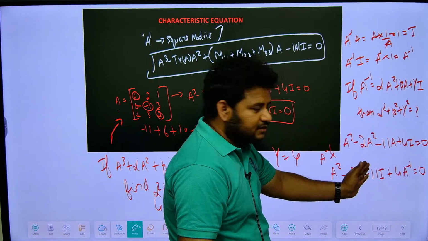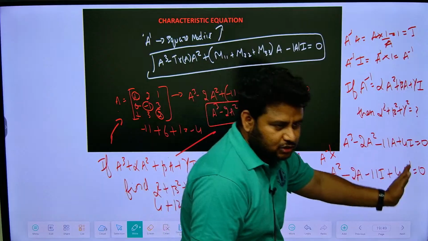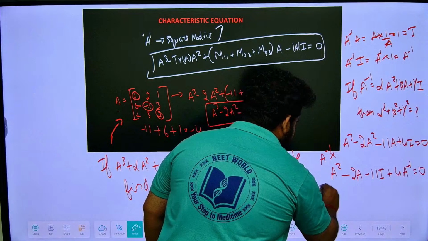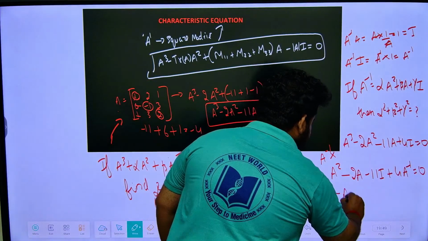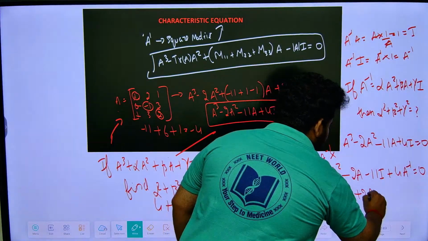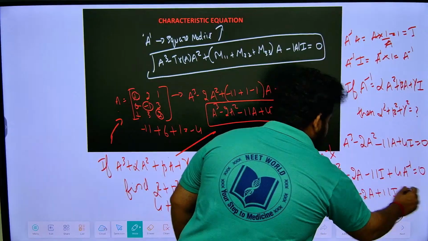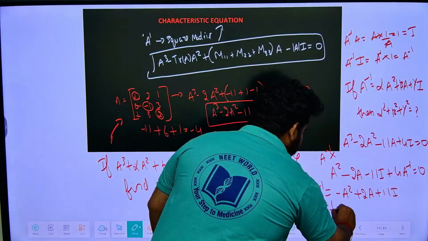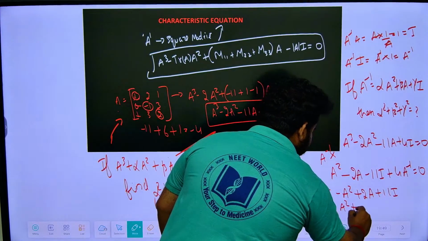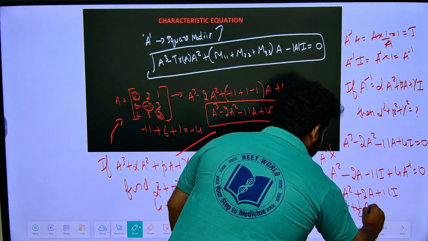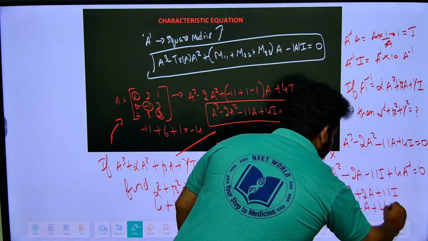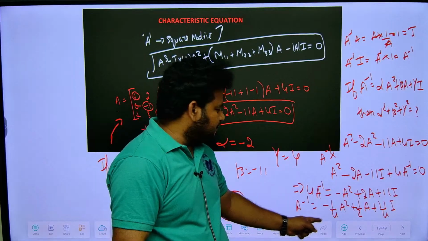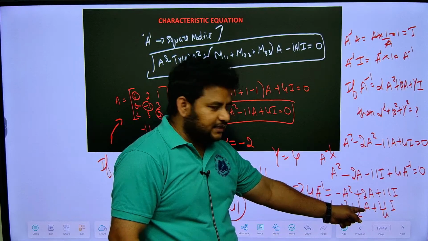So I have to find the equation in terms of A inverse. Further I can write this as 4 times A inverse, and when everything goes that side, minus A square plus 2A plus 11I. So A inverse will be equal to minus 1 by 4 A square, plus 2 by 4 which I can write as 1 by 2 A, plus 11 by 4 I. Now alpha is minus 1 by 4, beta is 1 by 2, gamma is 11 by 4.